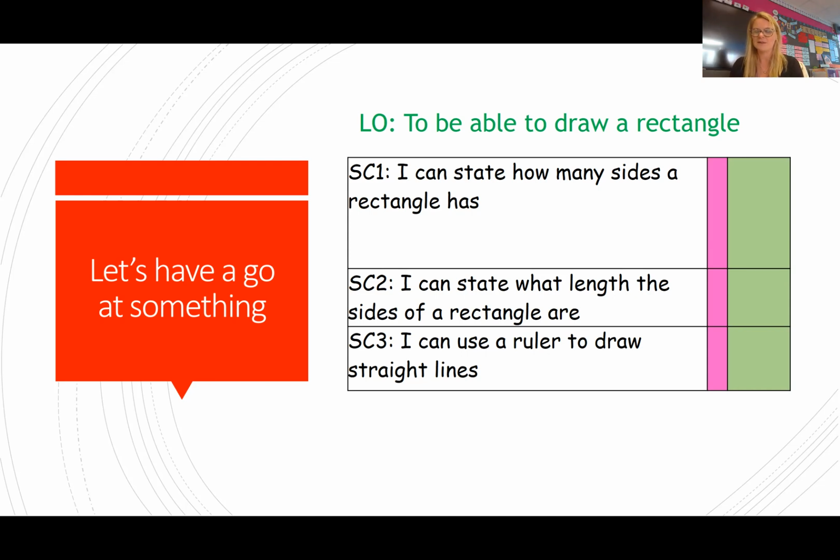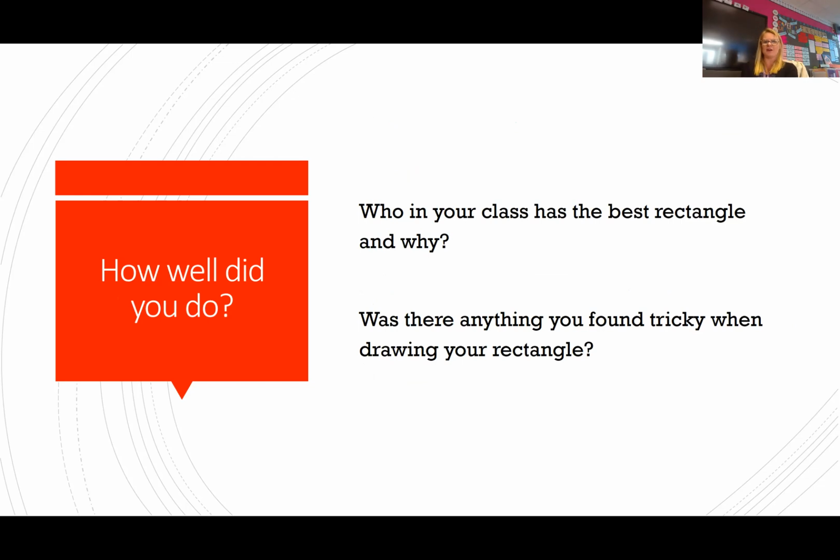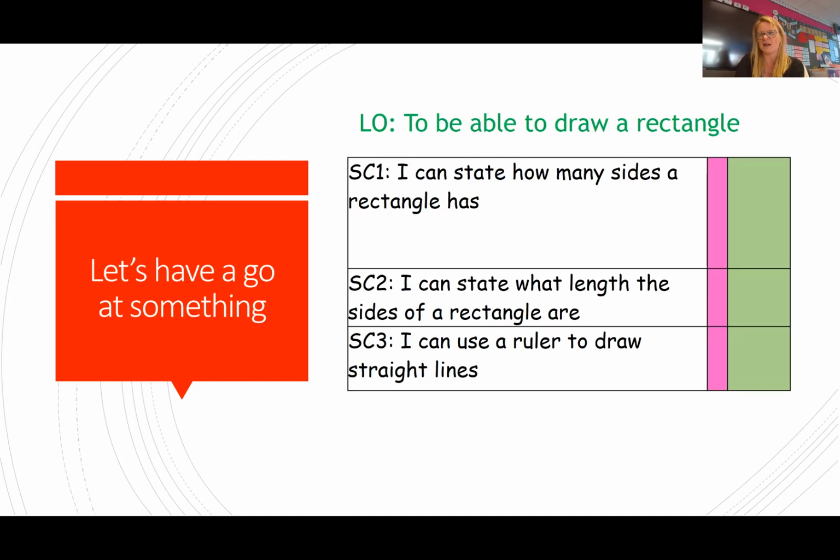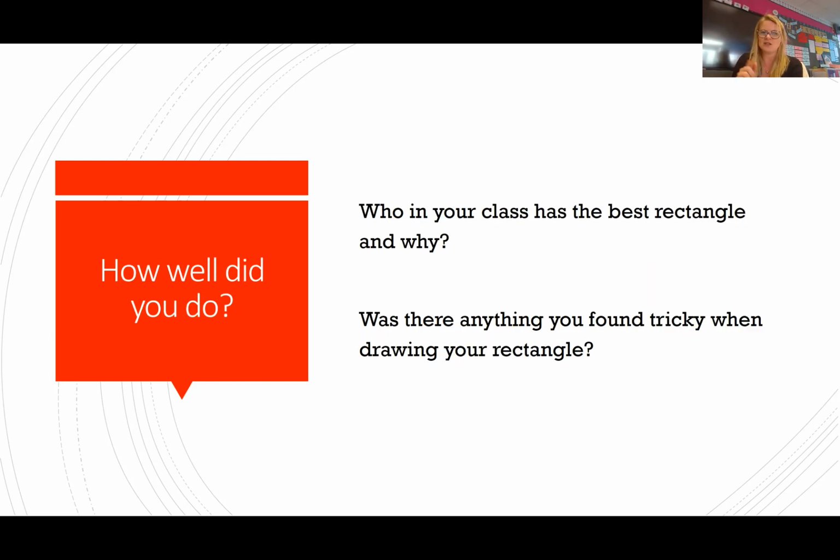Well done. So I want you to pause the video now and have a little class discussion. I want you to have a look at everybody's rectangles and decide who in your class has the best rectangle, and have a look at our success criteria. Why do you think theirs might be the best based on what they needed to do to draw a rectangle? So I want you to do that. Who has the best rectangle and why?